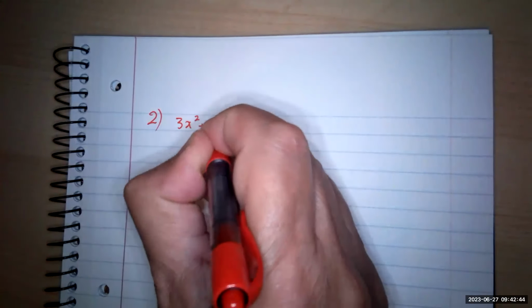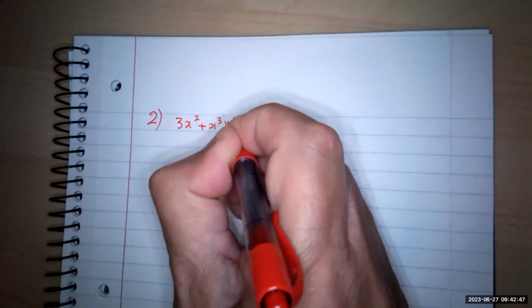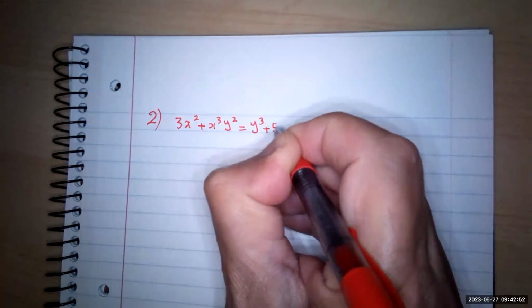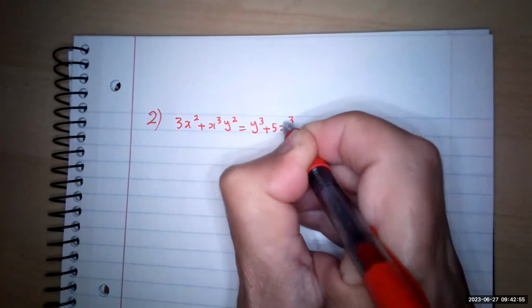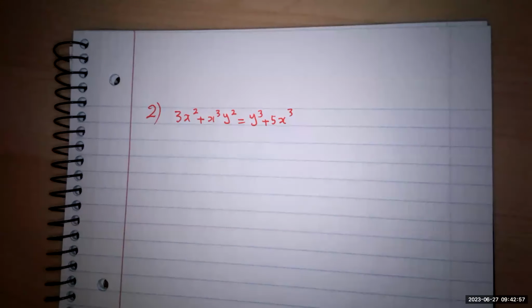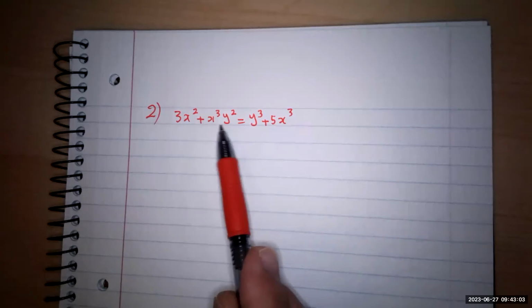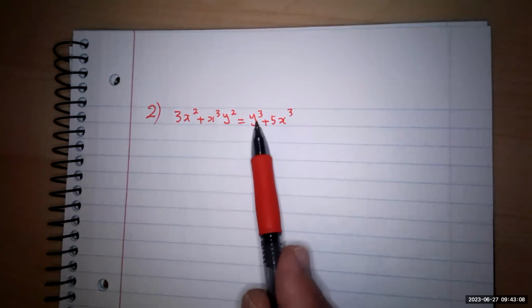So we usually give you one question with 2 parts to differentiate. One of them, of course, would be of the product type. That's a product type. It's 3x squared plus x cubed y squared, and this is going to be y cubed plus 5x cubed. The more interesting one. So look at this. You have the x cubed y squared here, and the y cubed, we can take this one.